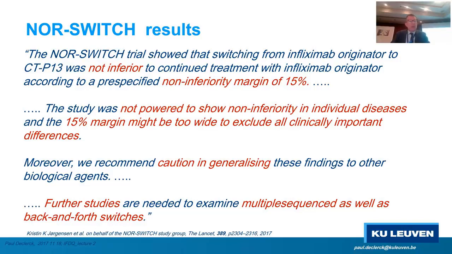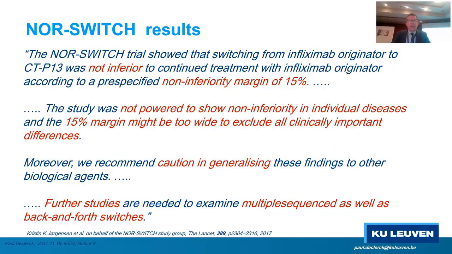It is also concluded that the study actually was not powered enough to show non-inferiority in individual diseases. I mentioned to you that this was a very heterogeneous study population, so we cannot tell anything about, for instance, Crohn's disease, because the subset of this patient population was much too small.